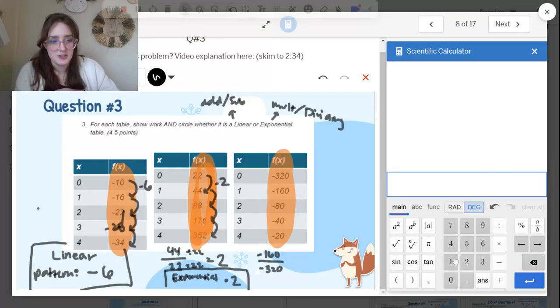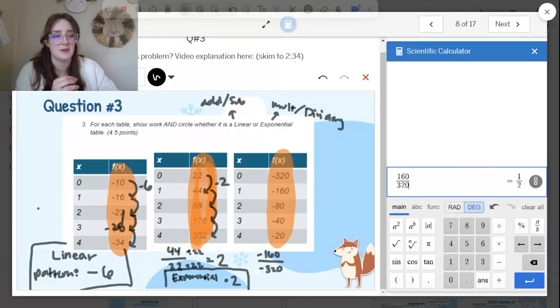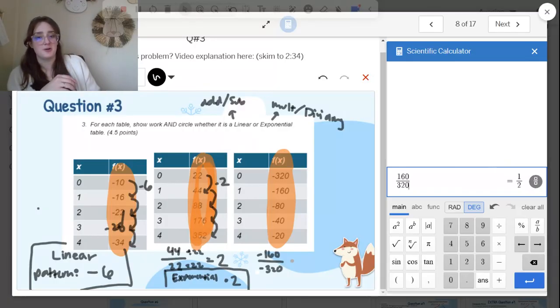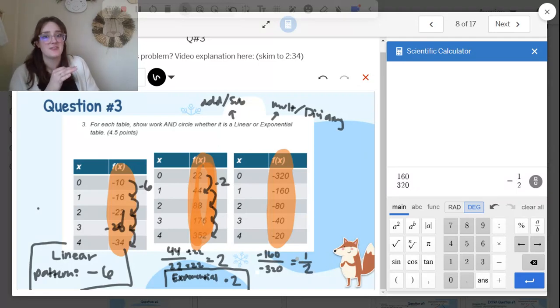It's fine. So 160, will it simplify the fractions? Divided by 320. Ooh, it can show you what it looks like as a fraction. Very cool. So that's going to be 1/2, right? So we're multiplying by 1/2, like we're dividing by 2. Because we're dividing or multiplying, it is exponential.